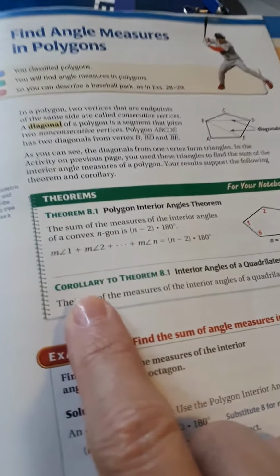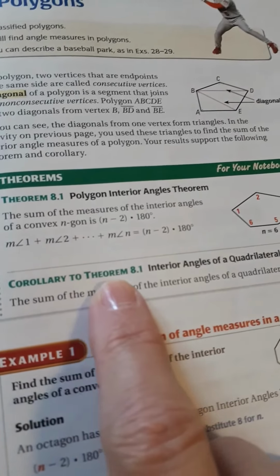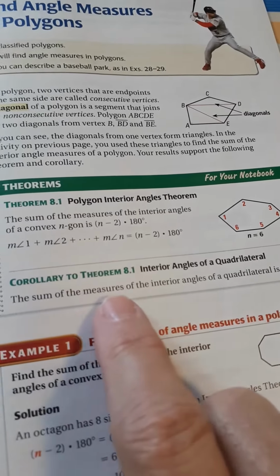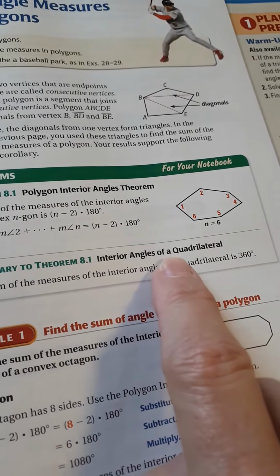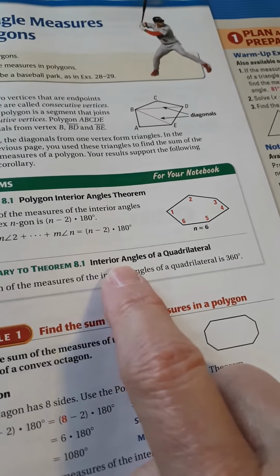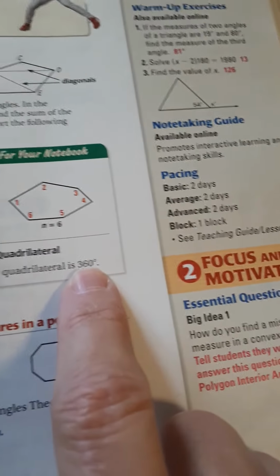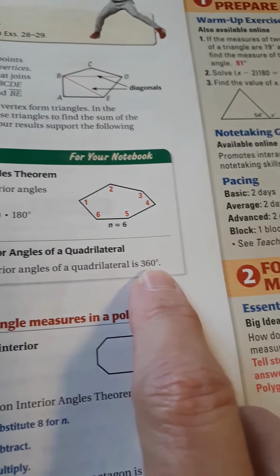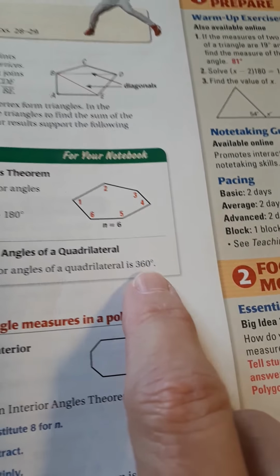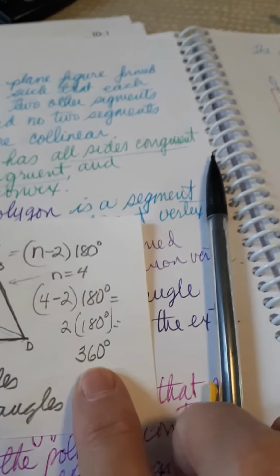That's corollary 10, derived from theorem 8.1, which says that the sum of the interior angles of a quadrilateral is 360. So now we go to example 3.